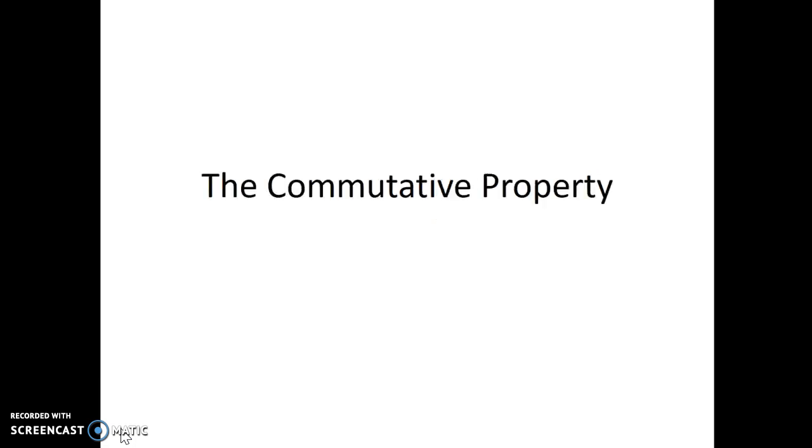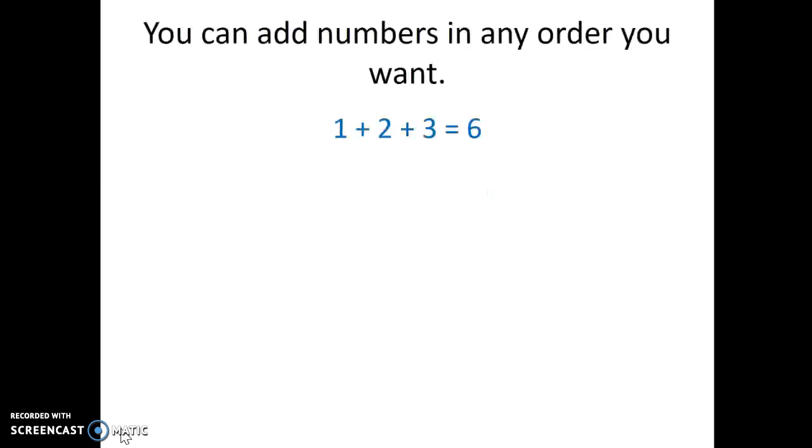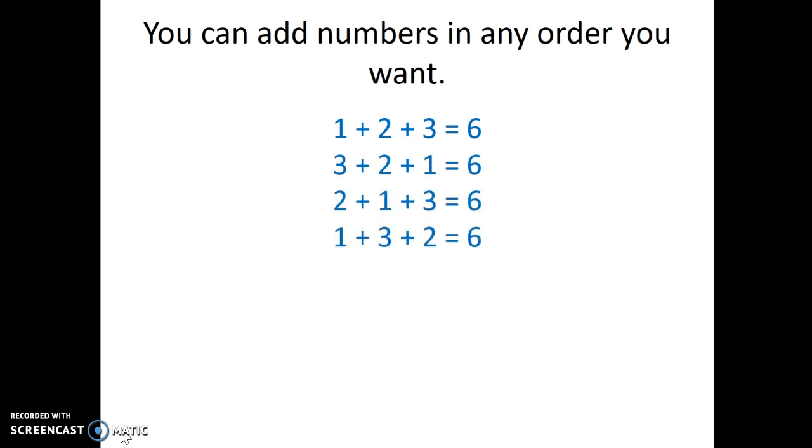So let's begin. Let's start with the commutative property. So the commutative property, just to review, says that you can add numbers in any order you want. So 1 plus 2 plus 3 is 6. And no matter what order I add 1, 2, and 3, I'm always going to get 6 because the commutative property allows us to move numbers around or commute. Like when you're driving to school, that's called your morning commute because you are moving from one place to the other. Numbers can move from one place to another when you're adding, and it does not change your sum.